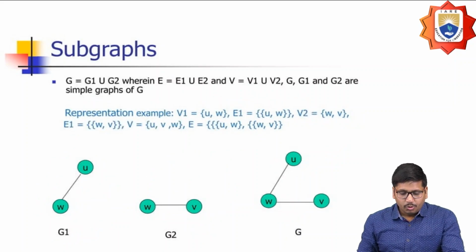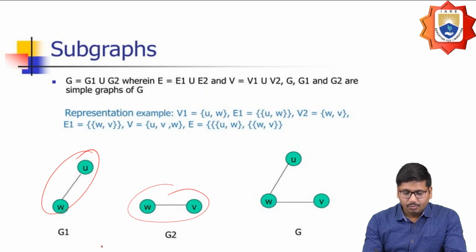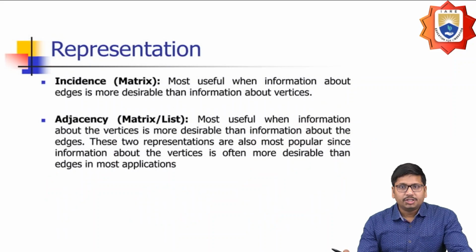Similarly, G1 is one graph and G2 is another graph. If I match both the graphs, and G1 and G2 are clubbed into one graph, that should be called a simple graph. And next one, representation. So how are the graphs going to be represented?